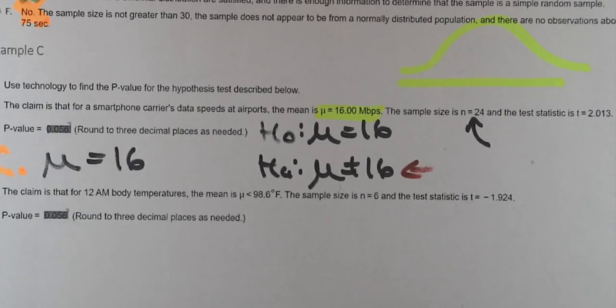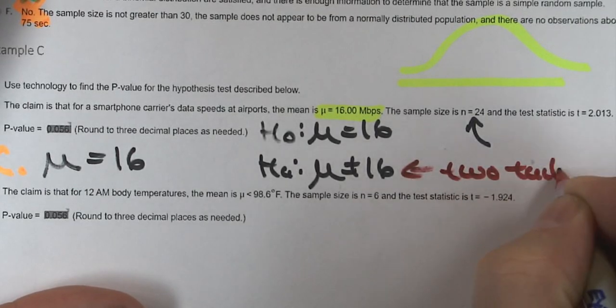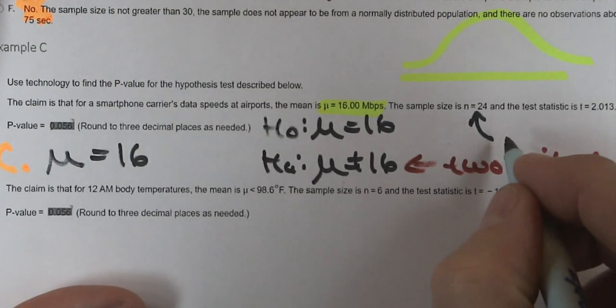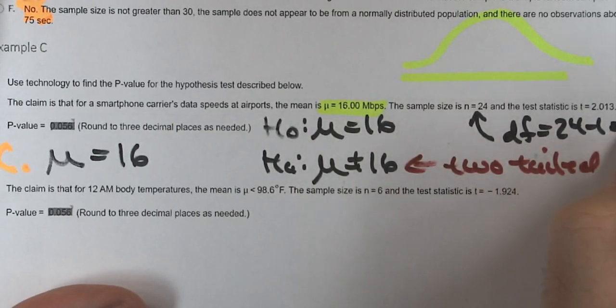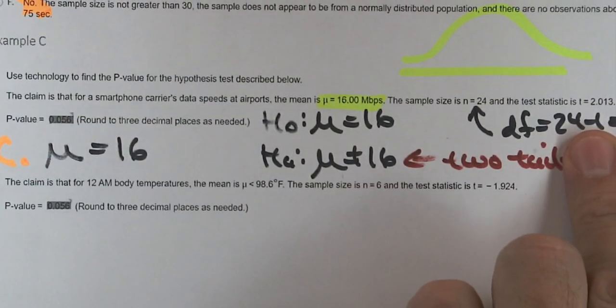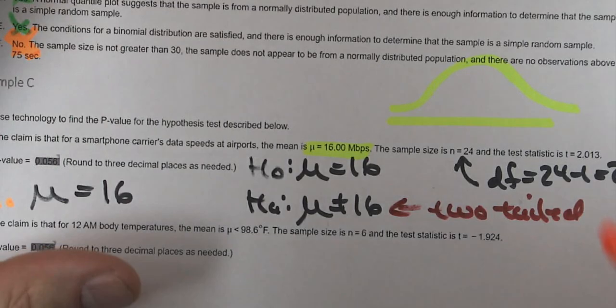If n is 24, what's our degrees of freedom? A little easier, never mind, 23. All right, so degrees of freedom is going to be 24 minus 1, or 23. Cool. And now we have to figure out, what's the area in the tails for these two tails?